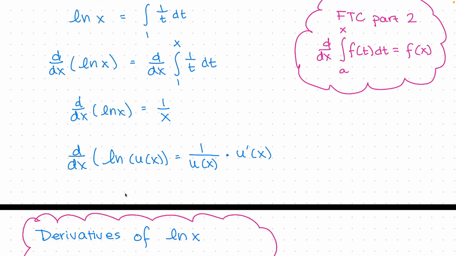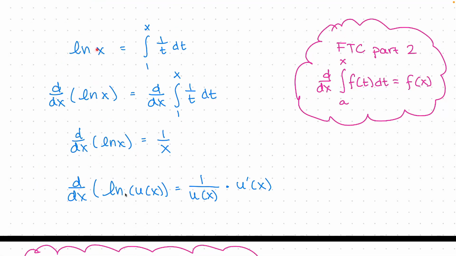Because of the fundamental theorem of calculus, and because I'm using this along with this definition, if I take the derivative of both sides, I get here. And the derivative of this definite integral is 1 over x. Because the FTC part 2 says, if you have the derivative of an integral from a constant to x of a function of t, it just becomes a function of x. So this function of t, 1 over t, becomes a function of x, 1 over x.